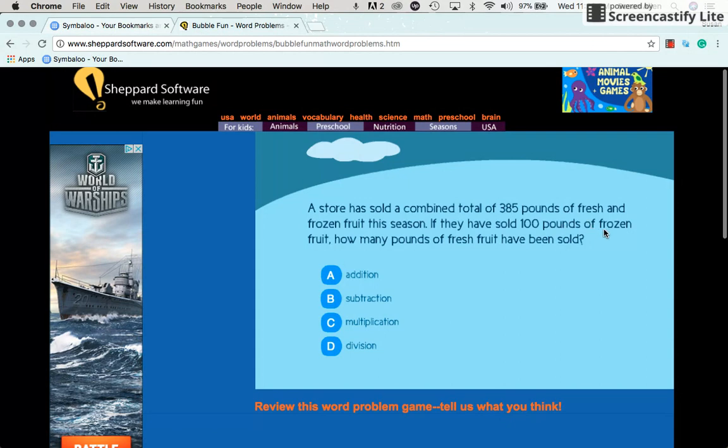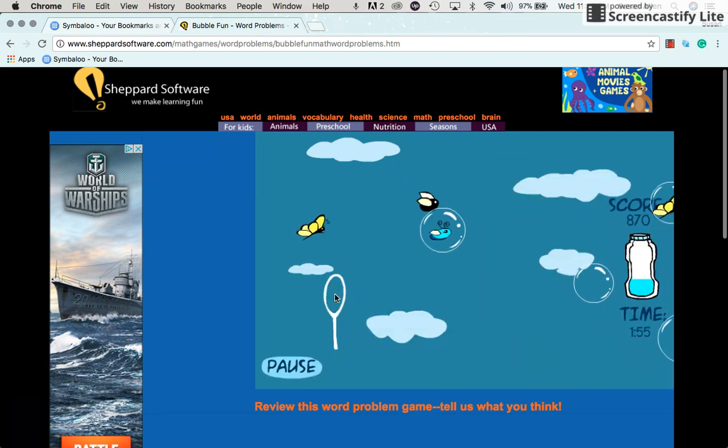So I think here we're talking about the difference between fresh and frozen. And we're talking about the same thing, so pounds. So since we're talking about pounds and that's the same, then our choices are only addition and subtraction. So then we ask ourselves, are we taking it apart or putting it together? Well, in this case, we're taking apart 100 from 385. So that would be subtraction.